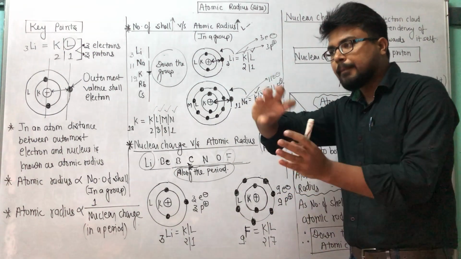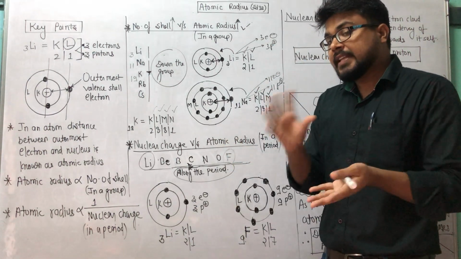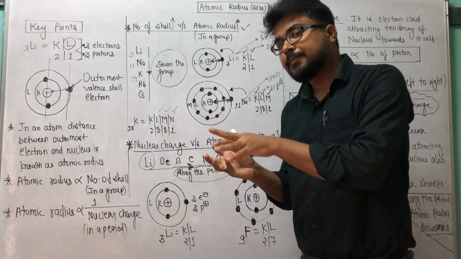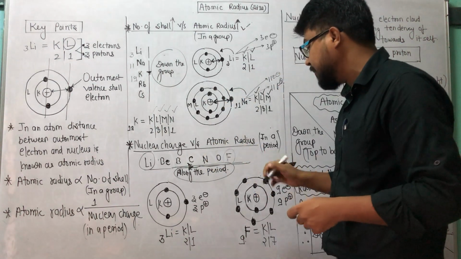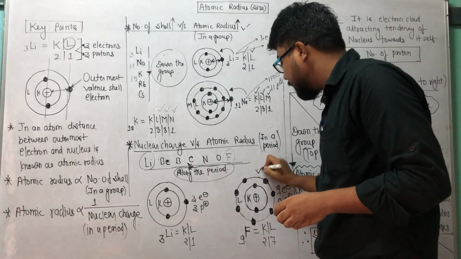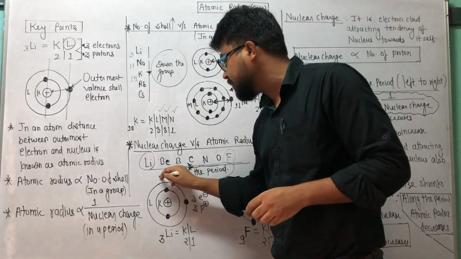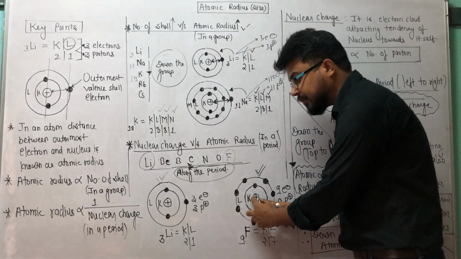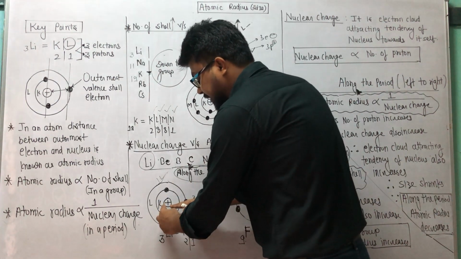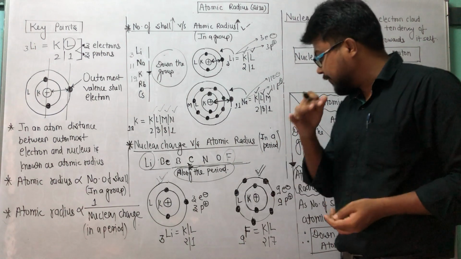So as the number of protons increases, nuclear charge increases. And when nuclear charge increases, it means the nucleus is more powerful. Here the nucleus of fluorine is strong, much stronger than the nucleus of lithium. So this side has maximum positivity and comparatively this nucleus has minimum positivity. So what is the further result?